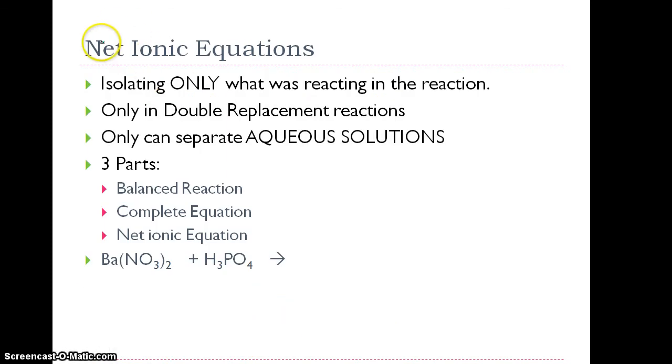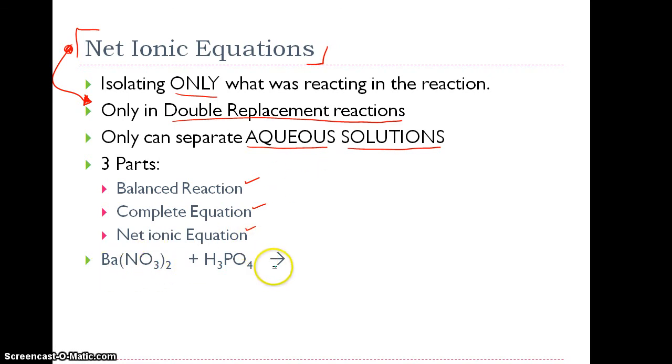Okay, our last topic of this entire chapter is this idea of net ionic equations. And this is isolating only what is reacting in the reaction. So we can have all this other stuff, but really we want to know what the main reaction that is taking place is. Okay, this only happens in double replacement reactions. So the only time I would ask for a net ionic equation would be in the occurrence of a double replacement. Okay. And in these net ionic equations, you can only separate aqueous solutions. Okay, there's three parts. There's the balanced reaction, there's the complete equation, and then there's the net ionic equation.